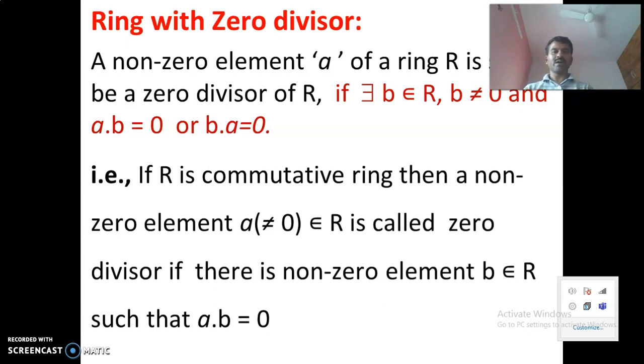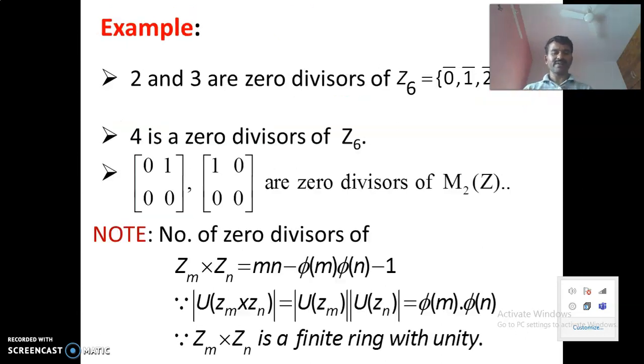So that is nothing but the zero divisors of R. And examples of these zero divisors of R: suppose you take 2 and 3 in the integer system Z6. Since 2 and 3 are non-zero elements, but the product of these two, 2 into 3 and 3 into 2, gives remainder 0. So that is why 2 and 3 are zero divisors of Z6.